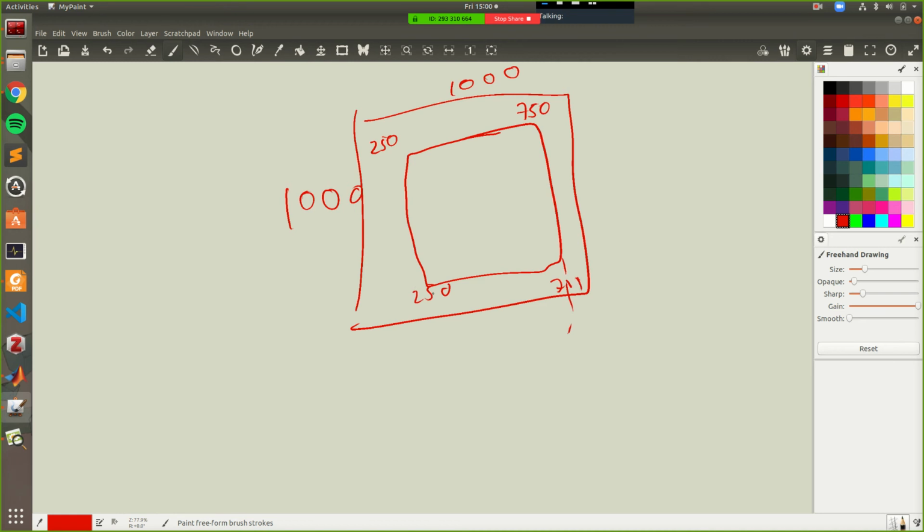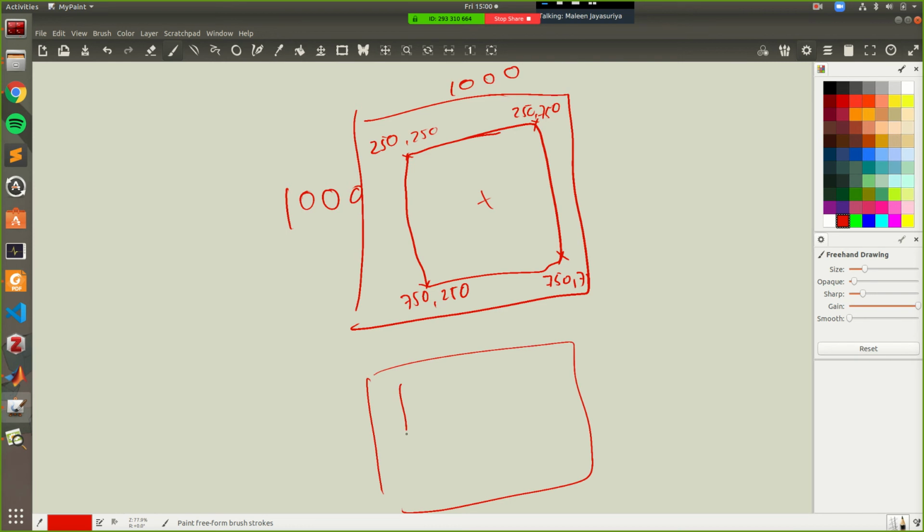Sorry, we can pick point 250 by 250, 250, 750, 750, 250, and 750, 750, right? If we pick these 4 points, it will nicely come into the center in this 1000 by 1000 image, right? So we kind of pick this as the target. It's up to you to pick whatever target you want, as long as it nicely comes into the center of your image.